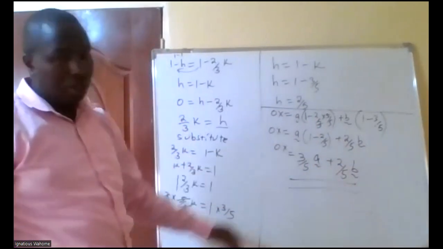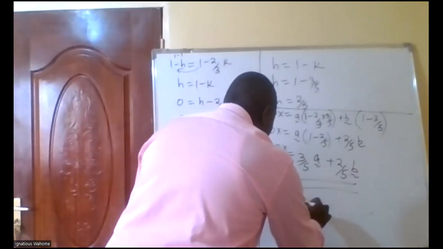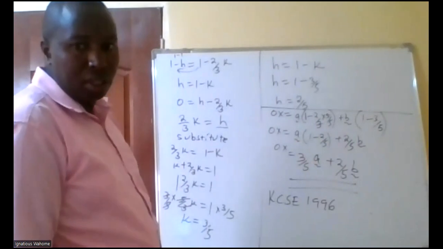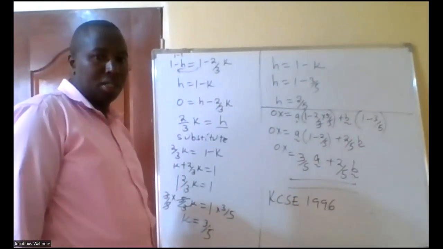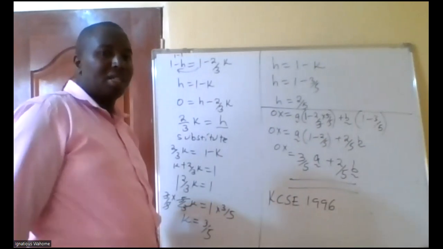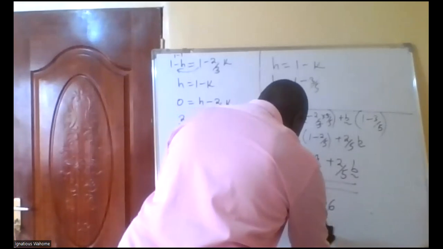And that's how to deal with that question. That was KCSE 1996. So that is how to solve that question. And that is vectors. That is the end of that question.